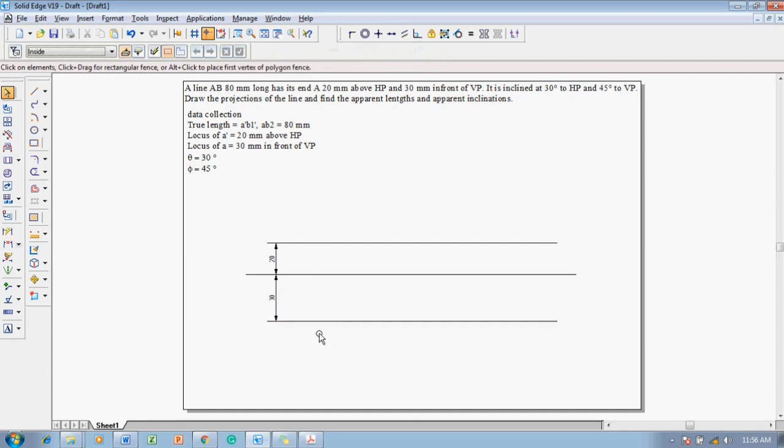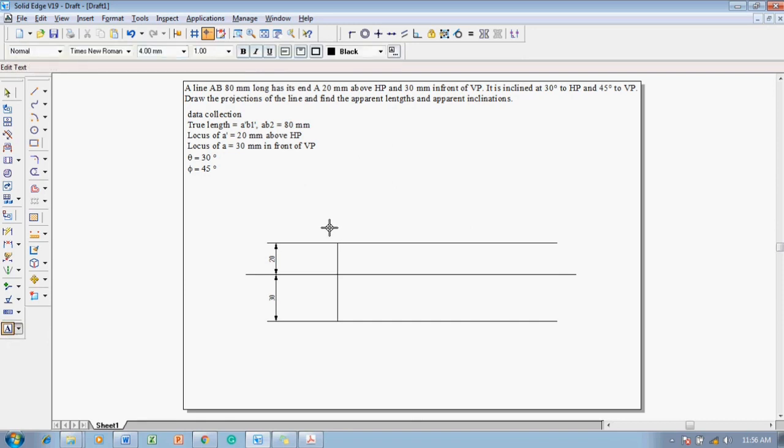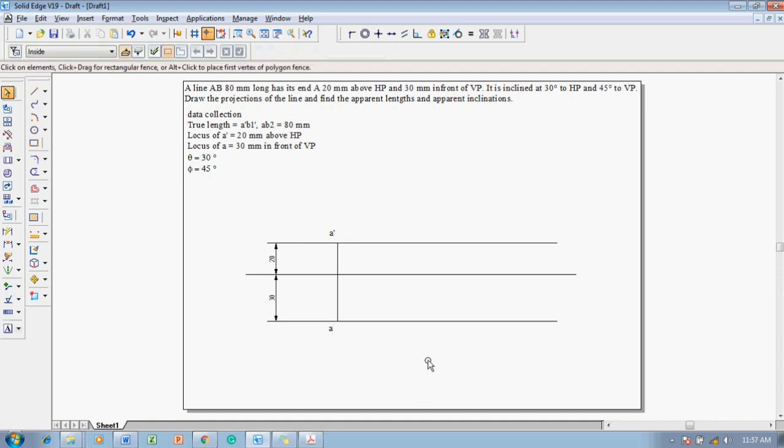Once we have drawn the two locuses, we know that the projector of A dash and A has to be connected. Now let me make use of the point on element command and draw a vertical line whose projector is connecting the front view of A dash as well as the top view of A. Now using the text command, let me locate a point as A dash here and let me locate this point as A here. Then we need to draw the true length at a true inclination.